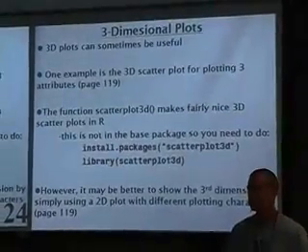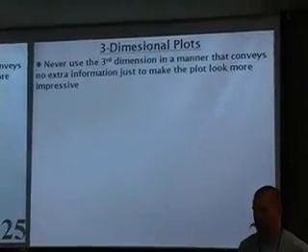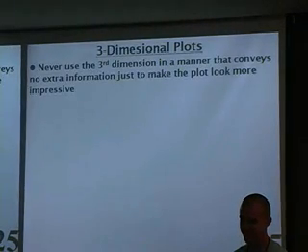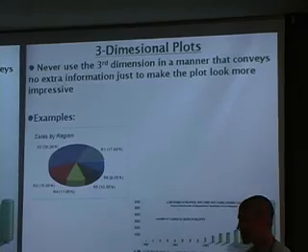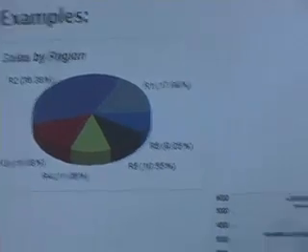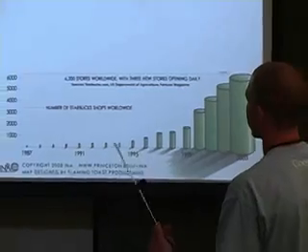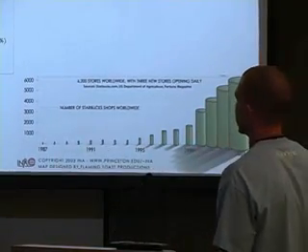Okay. The one thing you shouldn't do with 3D plots is use the third dimension in a manner that conveys no extra information just to make the plot look more impressive. So you're probably familiar with the canonical examples of this, right? There's the three-dimensional pie chart, and then there are these three-dimensional USA Today type plots. The third dimension is providing nothing extra. People are just trying to impress you, really, right? It's not giving you any extra information.